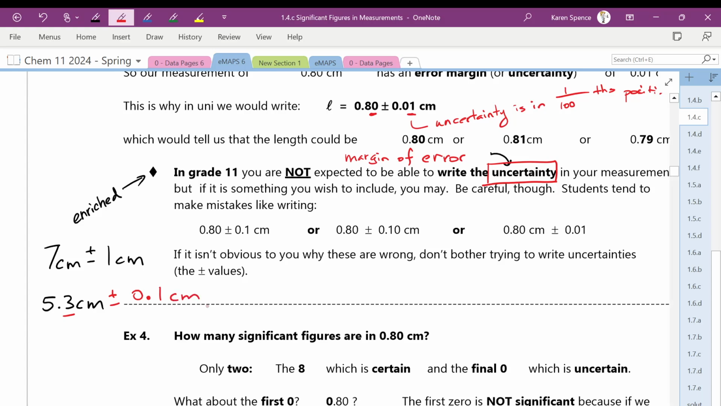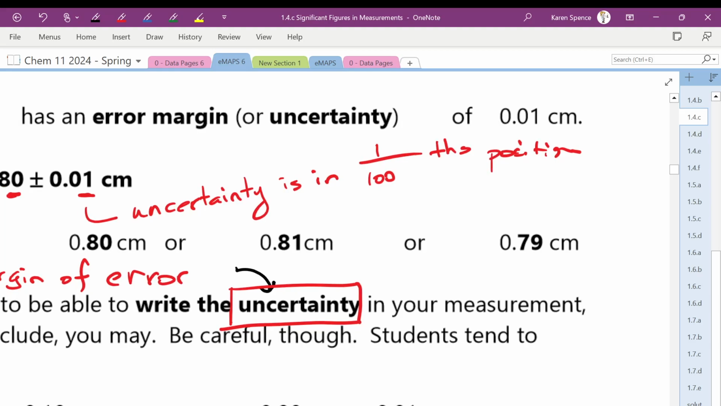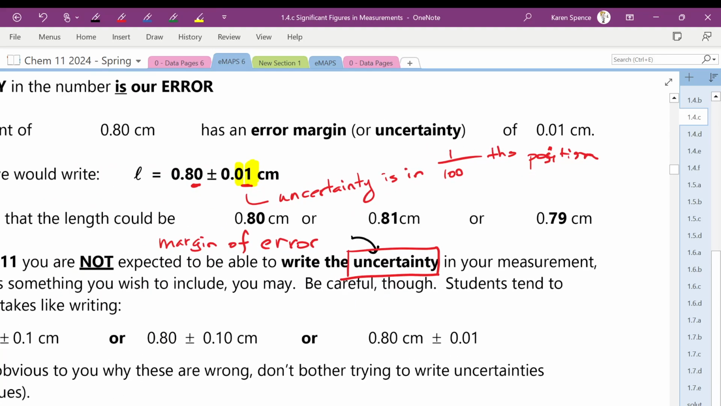Yes. Which one where? There? Position. Yes. I'm sorry, it didn't turn out very well, did it? So the uncertainty is in the hundredths position. Yeah, because here we go, we've got our tenths and then we've got our hundredths. Yeah. So if you choose to, when you are recording measurements, you can use the uncertainties.